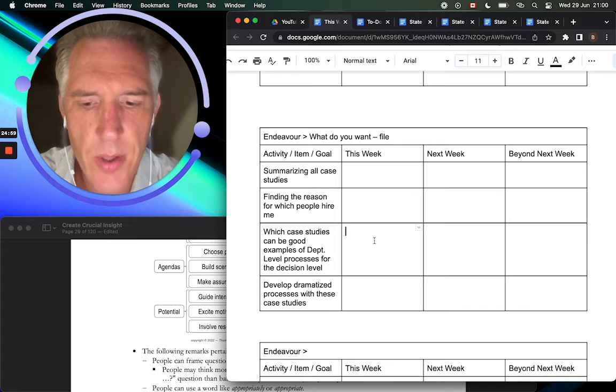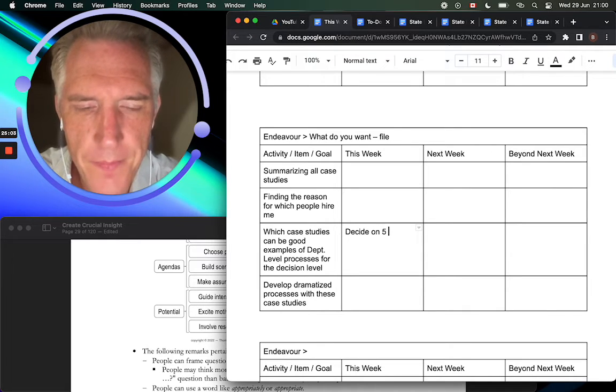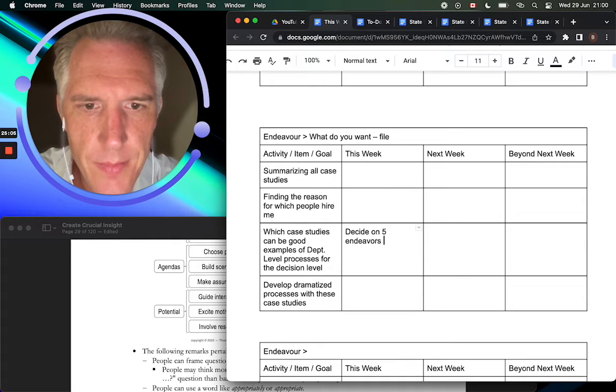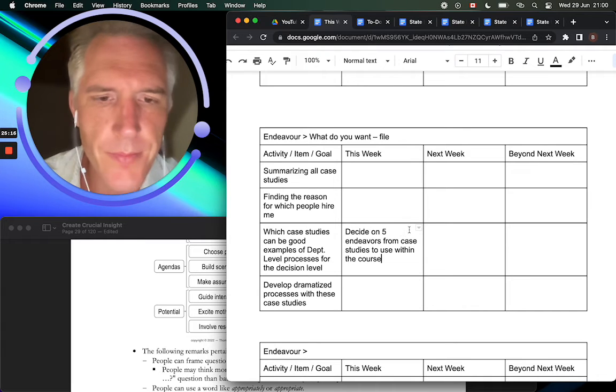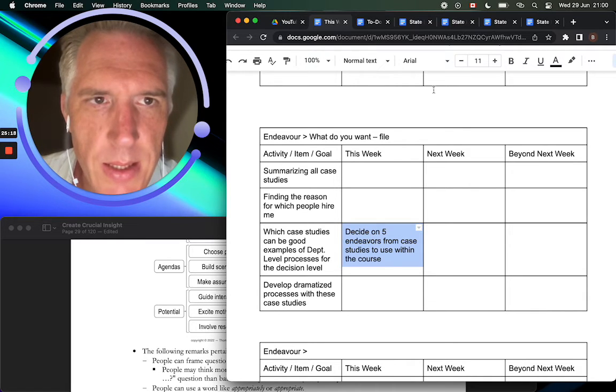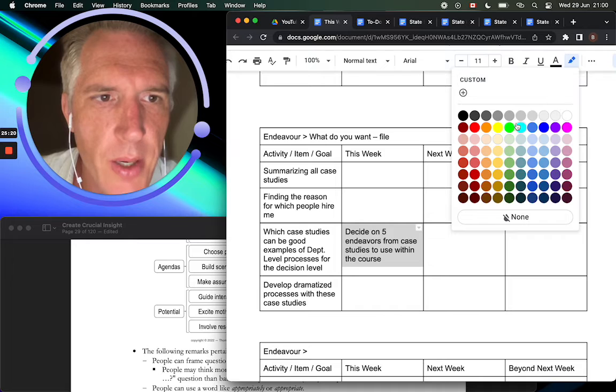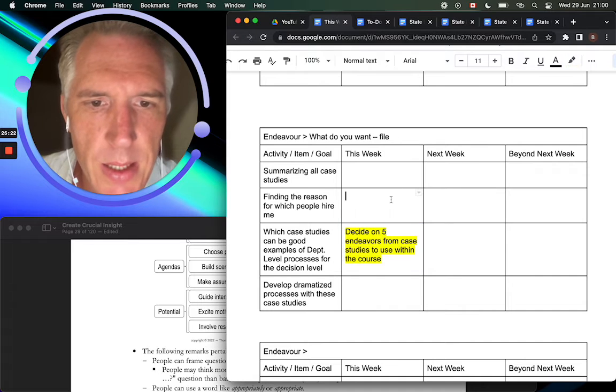All right, so decide on, let's say, 5 endeavors from case studies to use within the course. All right, so that's the part where I'm really focused on right now, is trying to get to this point.